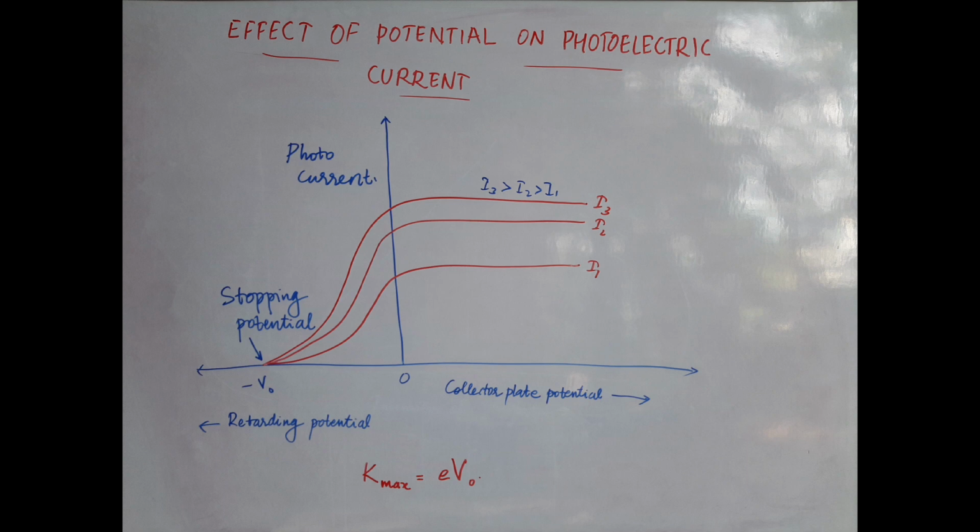Now we say that this is called the saturation current, and the saturation current corresponds to the case when all the photoelectrons have reached the collector plate. There is no further increase.